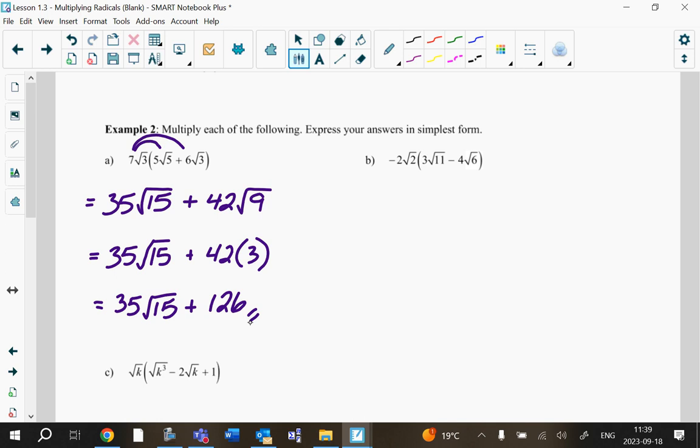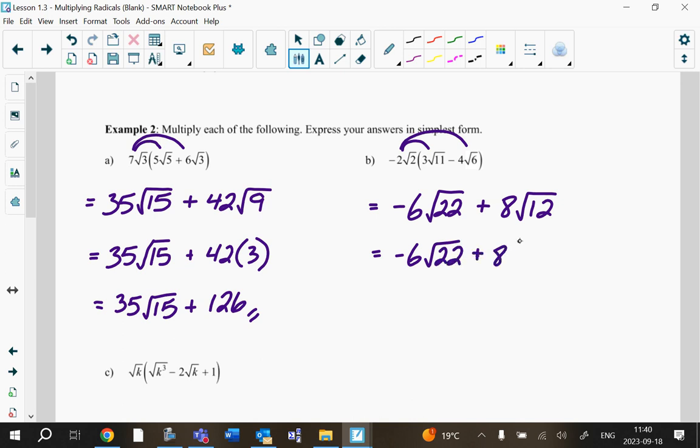When I multiply these two, what do I get? Negative 6 root 22. Give me the sign. Plus 8 root 12. Can't do anything with the first one, but I can do something with the next one. And I'm going to change the way I show this. Off to the side here, root 4 times root 3, and I'm going to put 2 root 3 right in here, because it saves me a step.